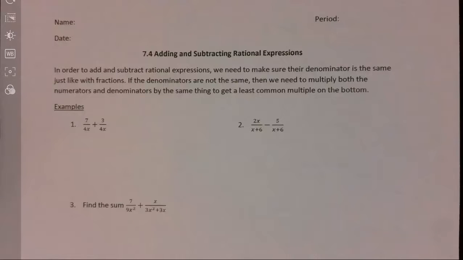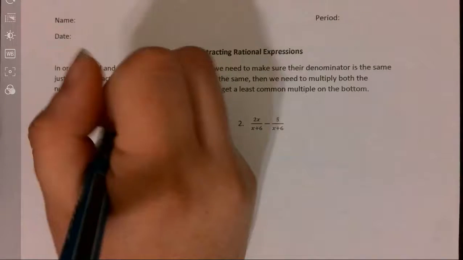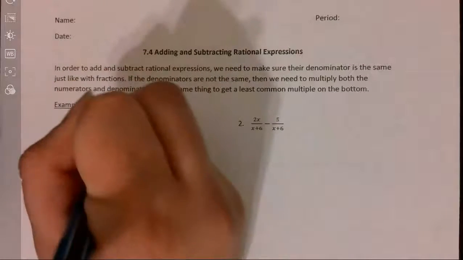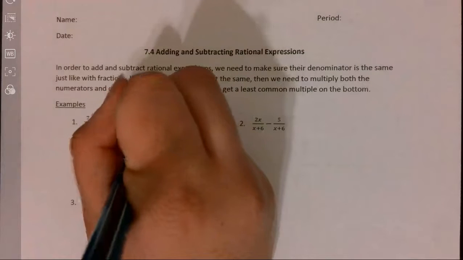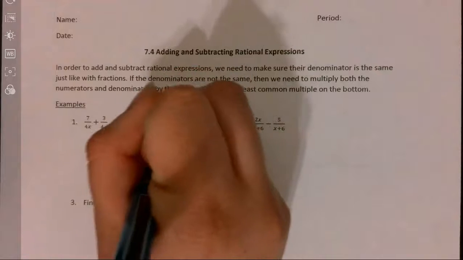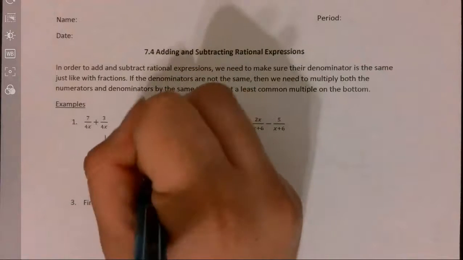So if I take a look at number 1, it has the same denominator. So when it has the same denominator, I can add my numerators. 7 plus 3 is just 10. So this one is just 10 over 4x. And then I want to simplify this if possible. So 10 and 4 are both divisible by 2, so I get 5 over 2x.